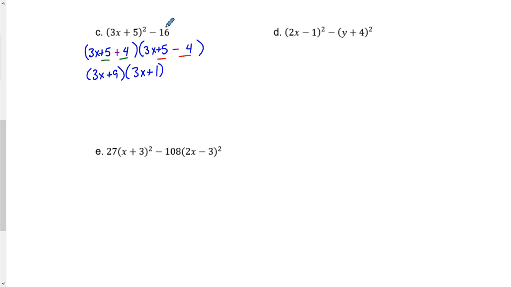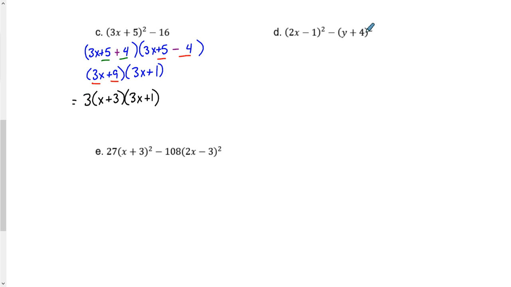This example can be done further because there is still something common in one of these binomials. We can factor a 3 out of a 3x and a 9. When we factor that 3 out of this first binomial, we'd be left with an x plus 3. We can't factor anything further out of 3x and 1 because there's nothing common. They're relatively prime to each other. 3x plus 1. And that's our answer.